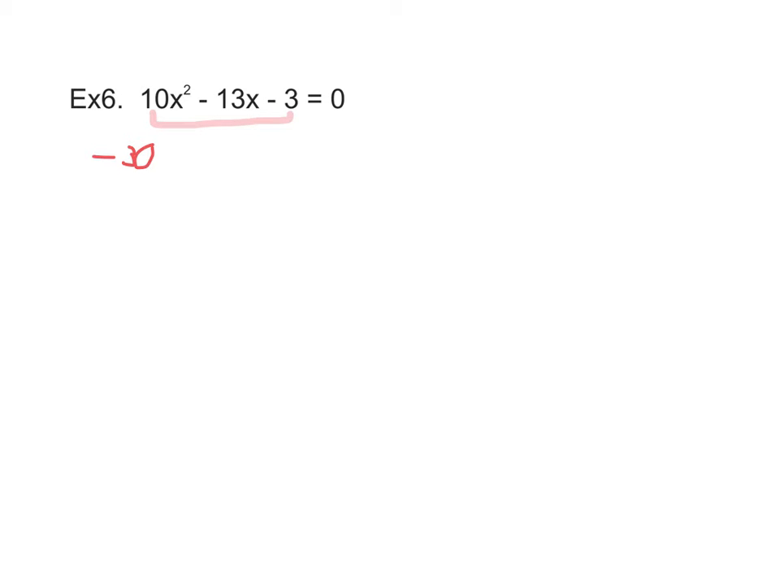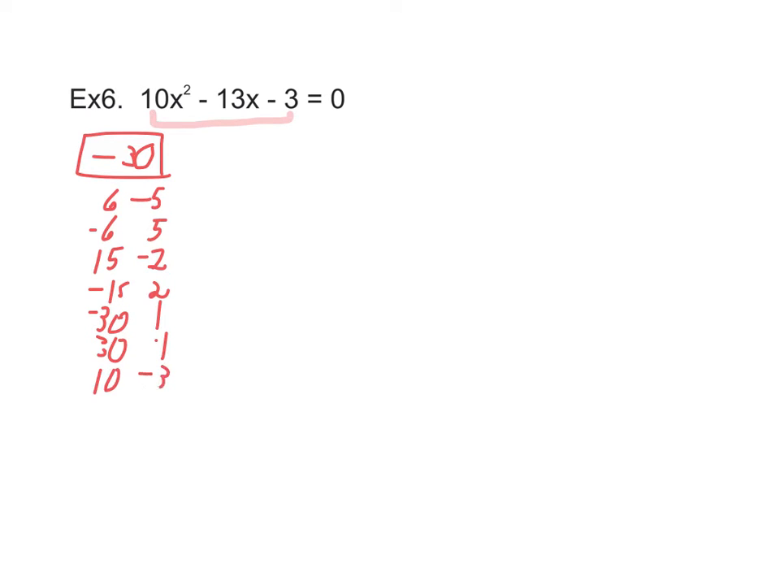We have lots of different things to consider. So let's see here. If we can make a list, like 6 and -5, or -6 and 5. 15 and -2, or -15 and 2. -30 and 1, or 30 and -1. And then we have 10 and 3. So 10 and -3, or -10 and 3.